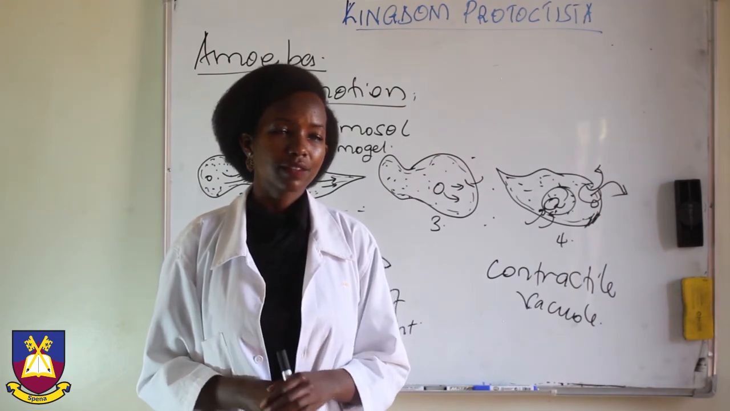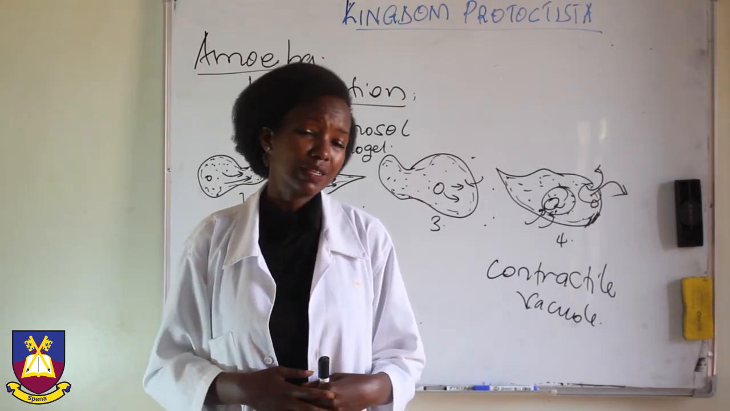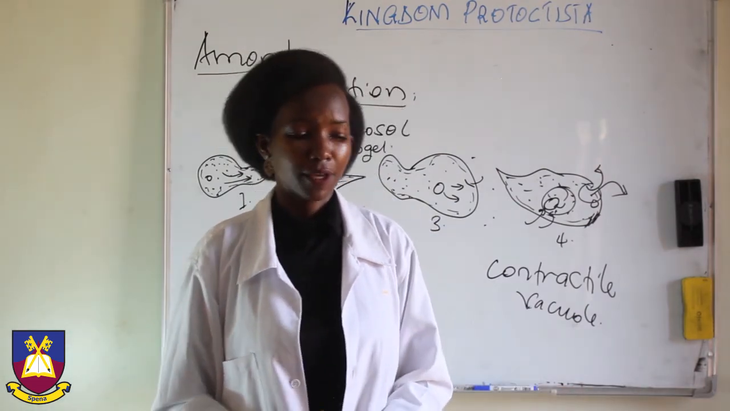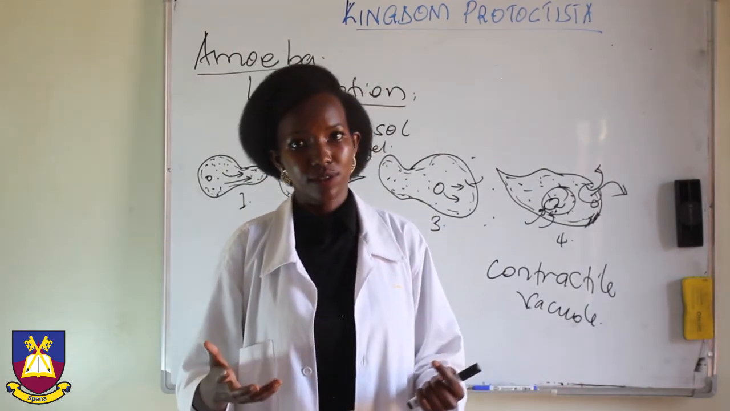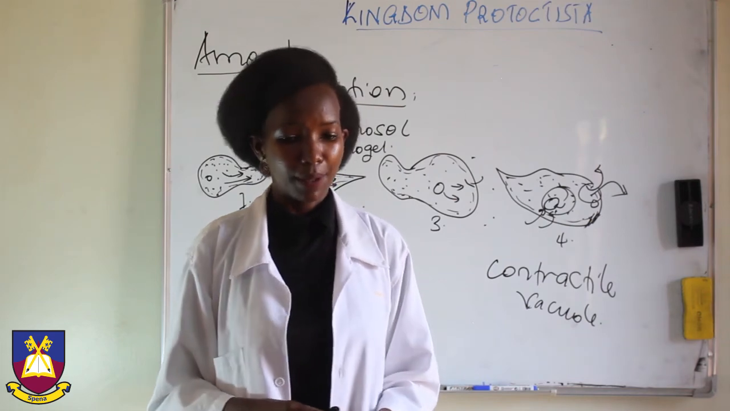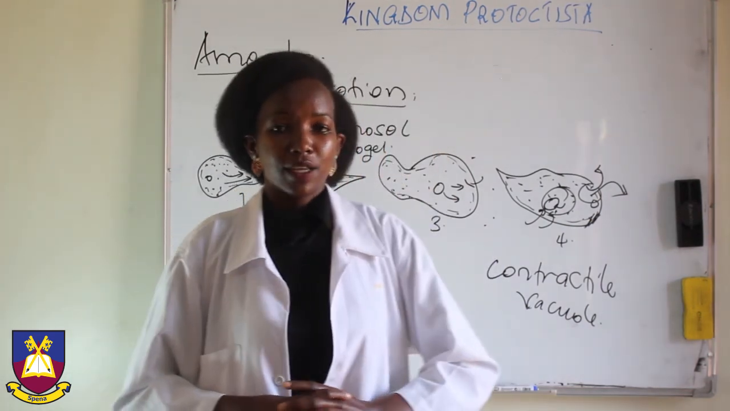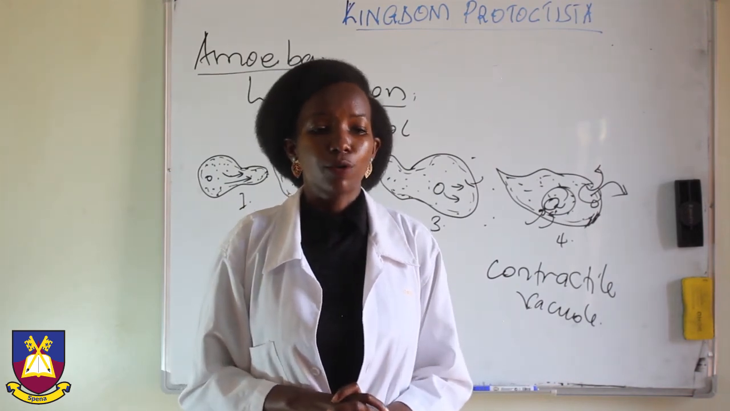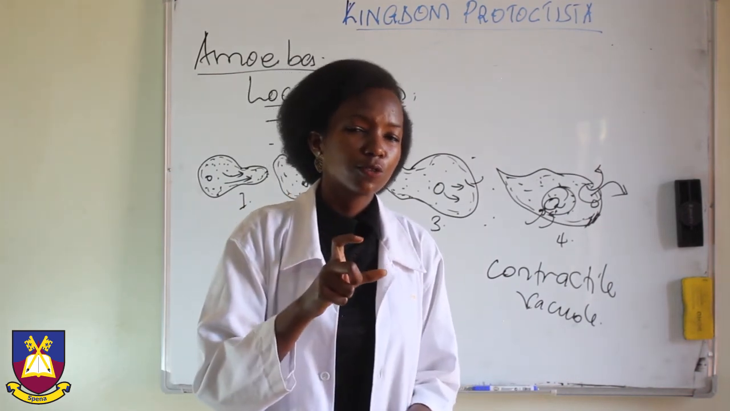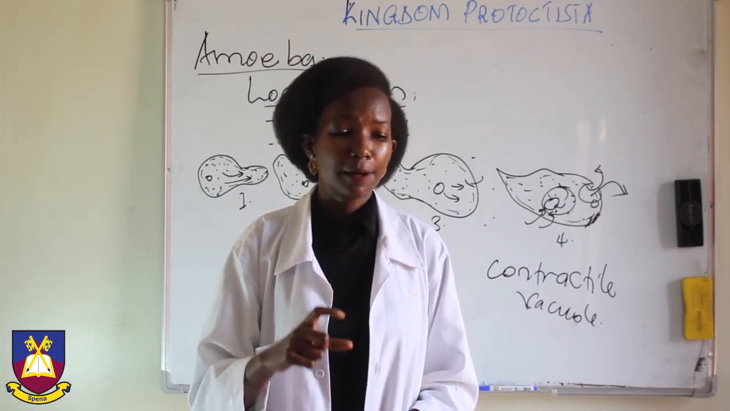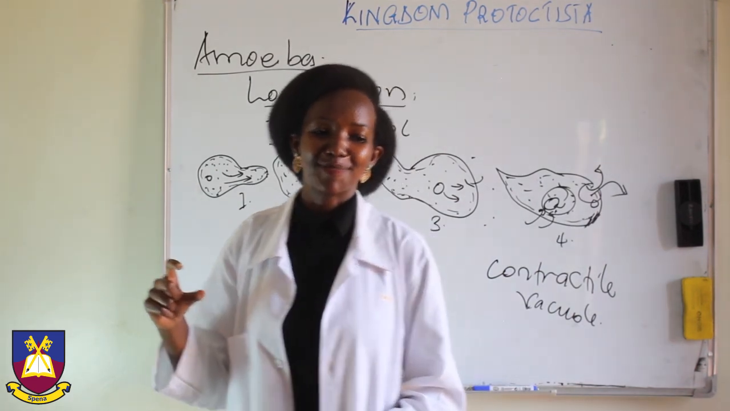Otherwise, other byproducts like carbon dioxide from respiration simply diffuse out of the cell. Okay, there's no need for a nose on an amoeba to take out the carbon dioxide. And so that is it about amoeba, which belongs to class Rhizopoda, phylum Protozoa, kingdom Protoctista.